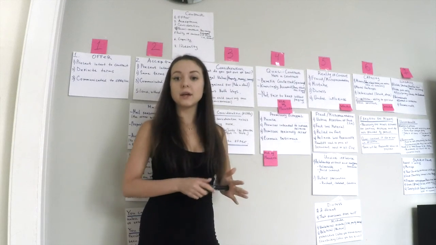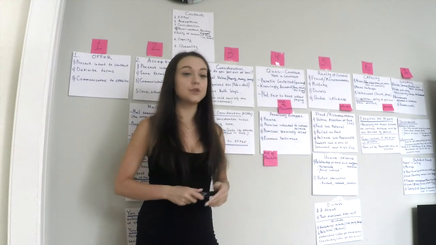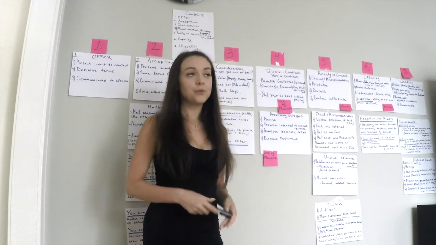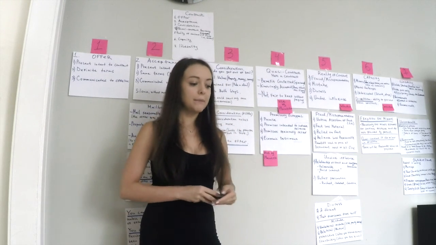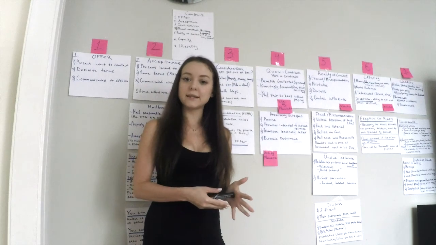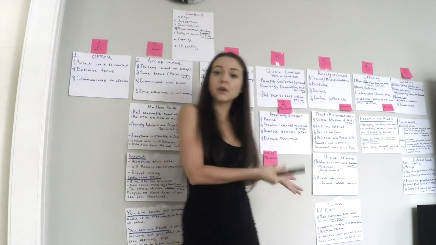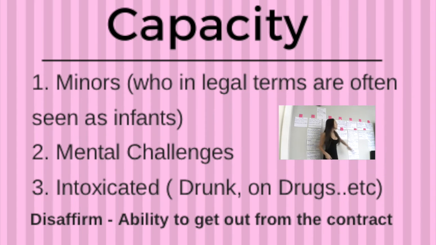Let's talk about section 6 of the contracts. Section 6 talks about capacity. What is capacity? Capacity is the ability to have legal value when entering into the contract. Capacity includes three elements. First, minors.